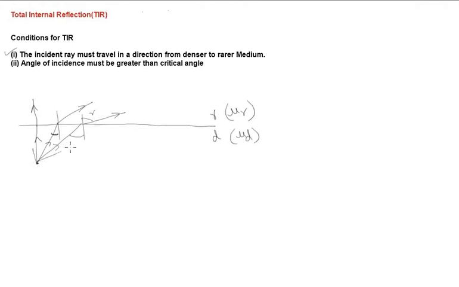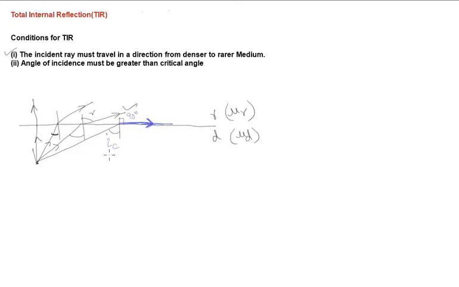Now there comes a stage when it strikes at a much larger angle of incidence, such that this ray almost becomes parallel to the surface. You can see here that this ray is now becoming parallel to the surface. If it becomes parallel to the surface, we call this ray a grazing ray, and the angle with the normal becomes 90 degrees, as you can see here. This angle of incidence is known as the critical angle.